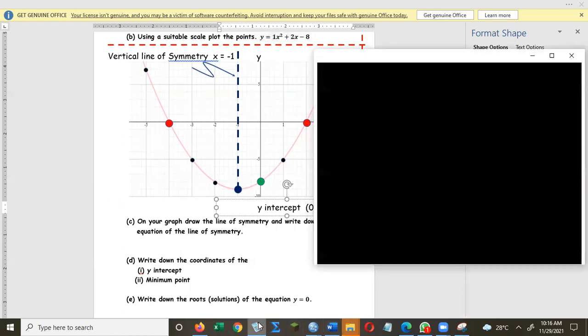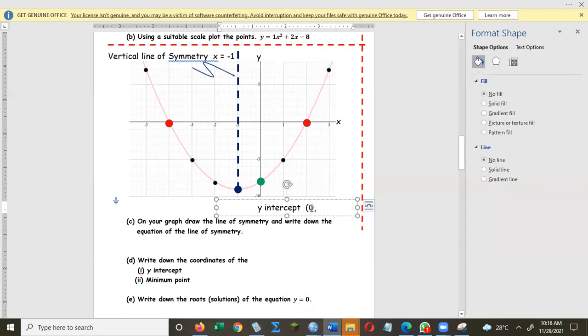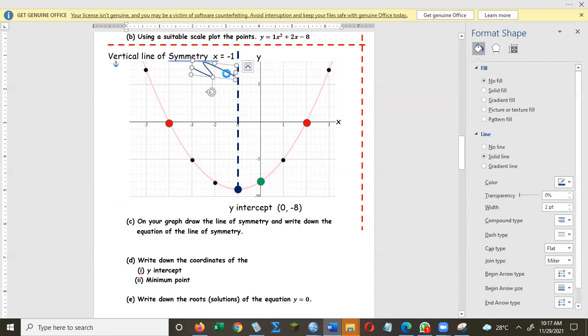All right, I'm just going to prove it to you. If you put 0 in the place of x, when x is equal to 0, y is equal to -8. So for the y-intercept, you must put 0, comma, -8. Okay, bear that in mind. For the y-intercept, x is 0. Please take note of that.